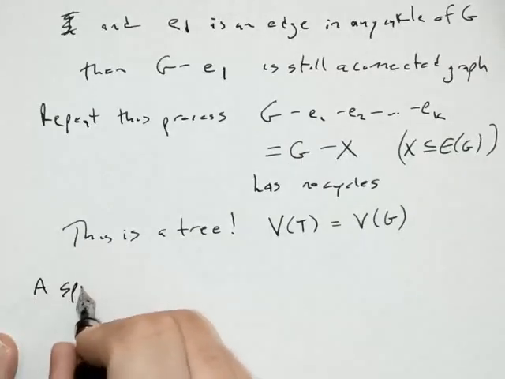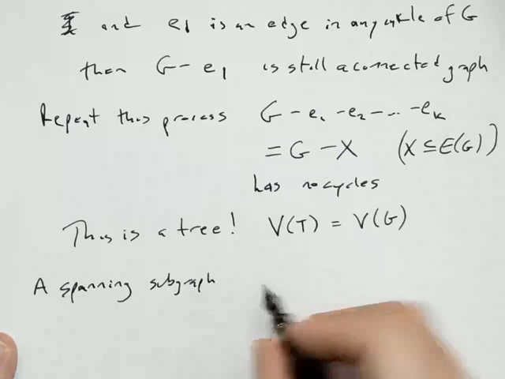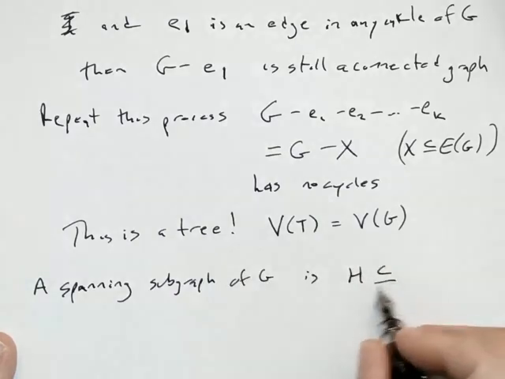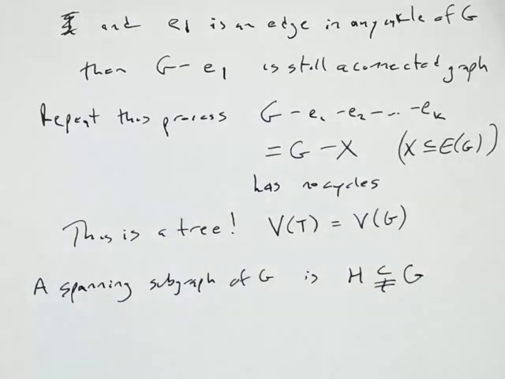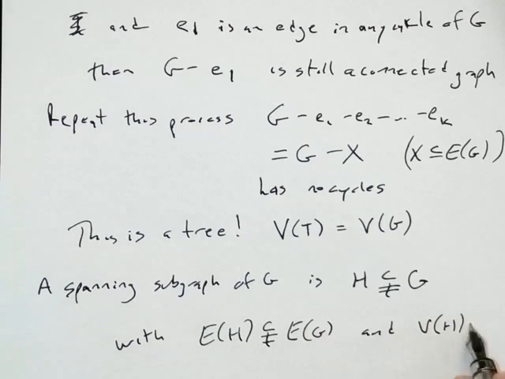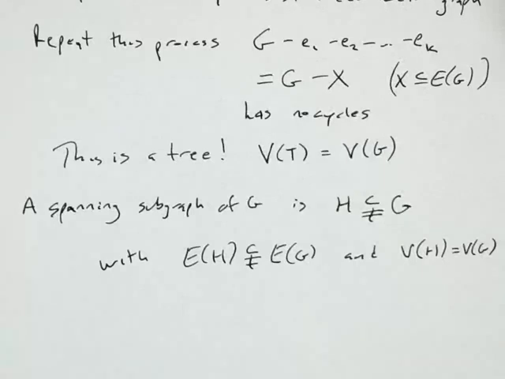Technically, I should define it this way. A spanning subgraph of G is a proper subgraph, so it has fewer edges, but has the same vertex set. And if this happens to be a tree, then we have a spanning tree.